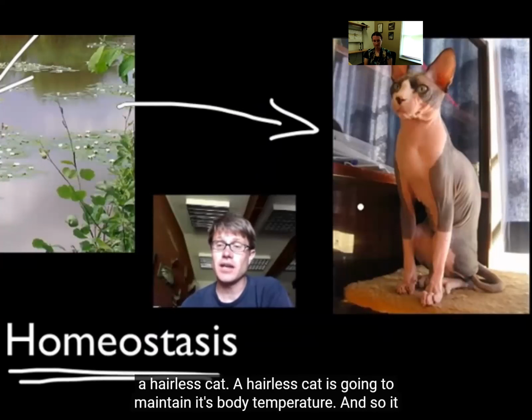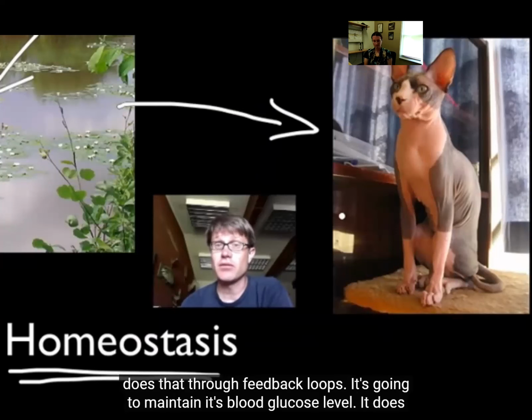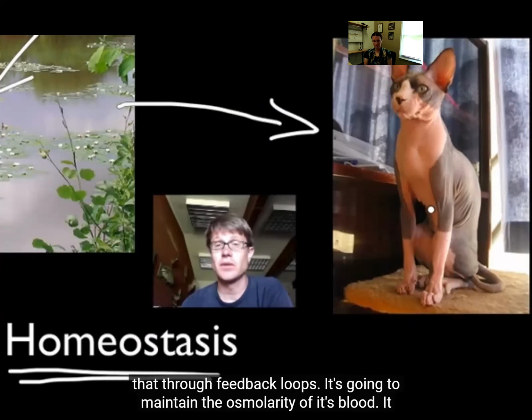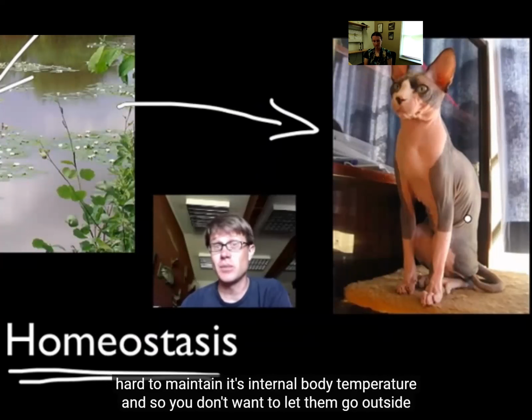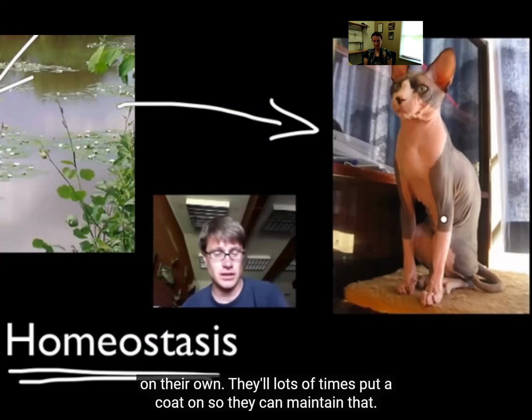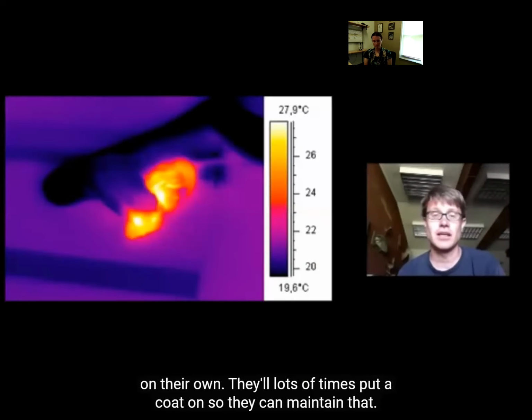And so this is a hairless cat. Hairless cat is going to maintain its body temperature, and so it does that through feedback loops. It's going to maintain its blood glucose level. It does that through feedback loops. It's going to maintain the osmolarity of its blood. It does that through feedback loops. Now, hairless cat doesn't have hair, and so it's actually hard to maintain its internal body temperature, and so you don't want to let them go outside on their own. They'll lots of times put a coat on so they can maintain that.